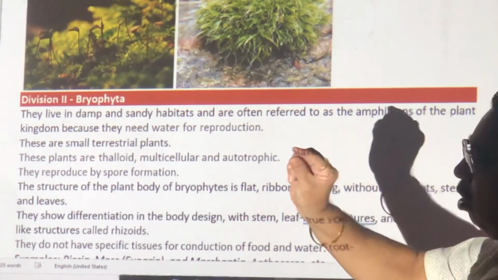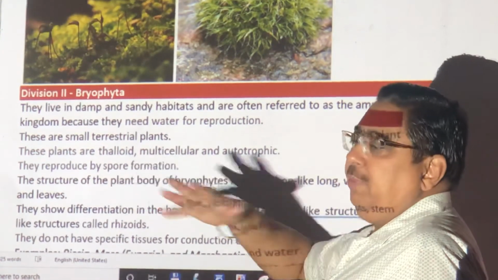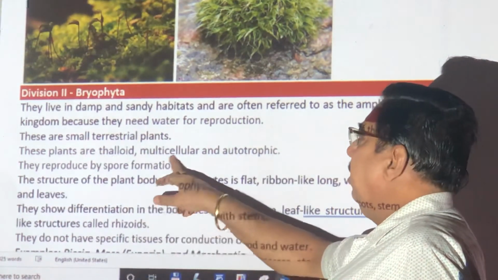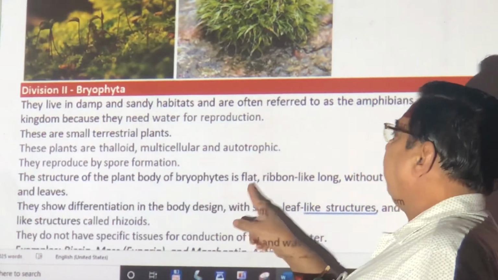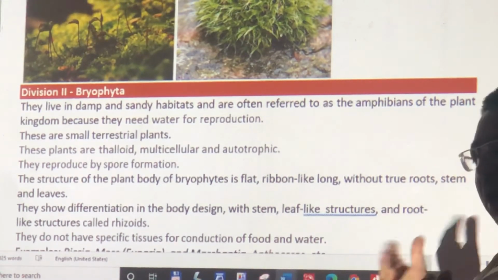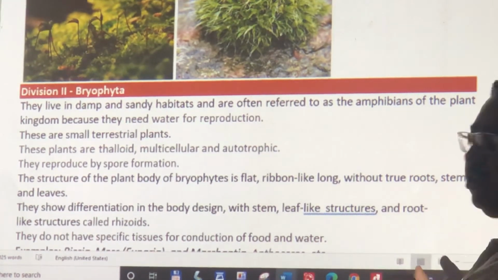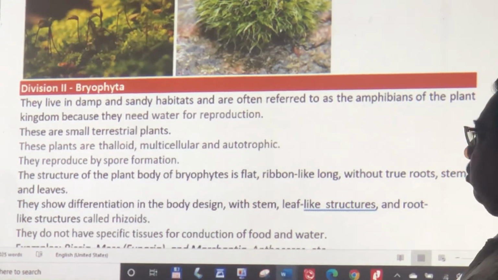They are small terrestrial plants. They are thalloid. Thalloid means thallus, no proper shape. Multicellular, autotrophic, spore is formed. The body is flat, ribbon-like. No true roots. Something like roots is there, something like stem is there, something like leaf is there. But these are not proper when seen under the microscope.